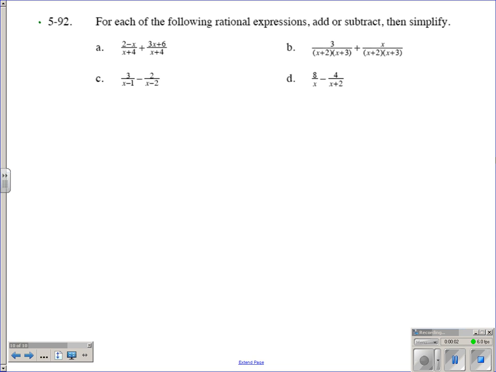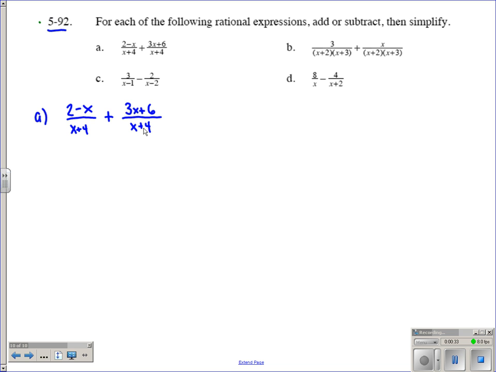All right, last problem of the night. Problem 5-92. For each of the following rational expressions, add or subtract, then simplify. So letter A, we have the quantity of 2 minus x over x plus 4 plus the quantity of 3x plus 6 over x plus 4.